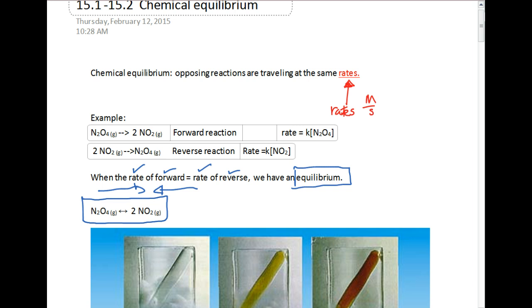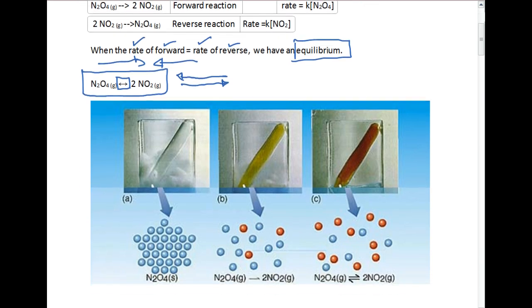Sometimes you might see the arrows written like this, instead of just a double arrow like it is right here. They both mean the same thing. We're at equilibrium. So let's give you an example of what this is all about.